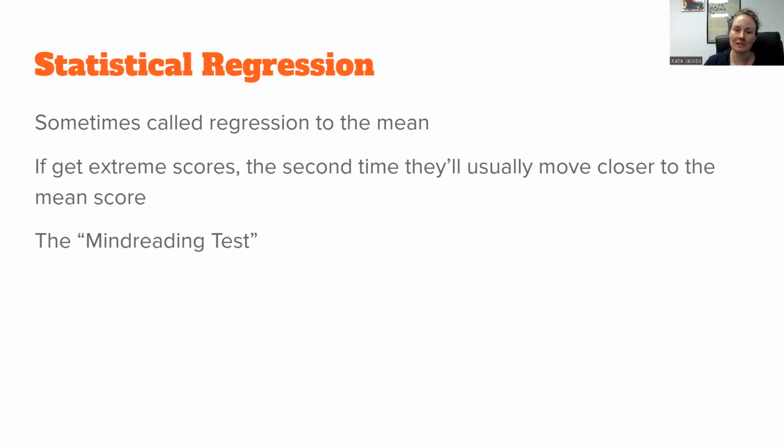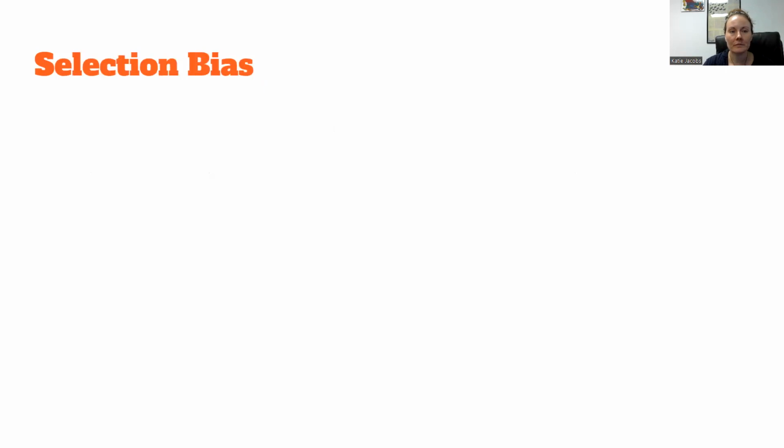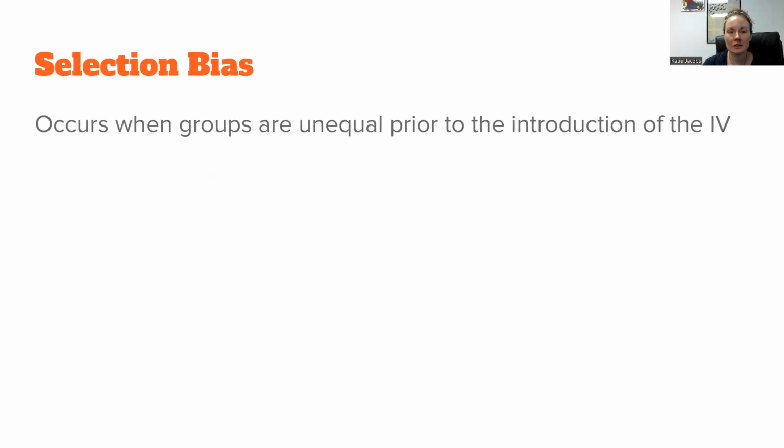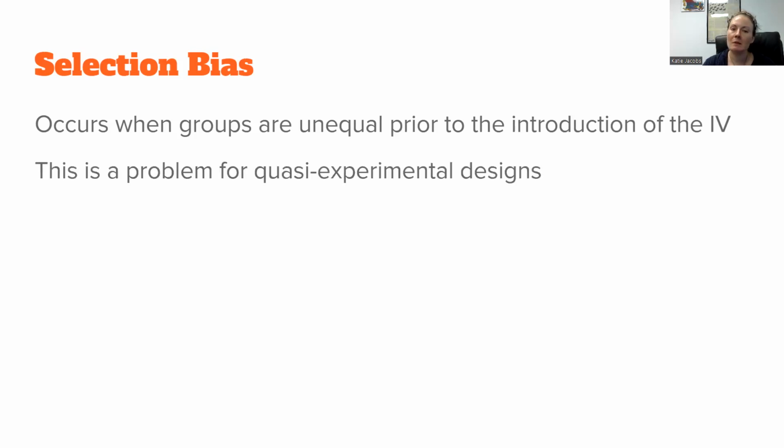And that just illustrates something called regression to the mean, where we have the tendency, if we get an extreme score on something, the second time we take that test, a lot of times it'll move closer to the average or the mean. We also have selection bias, and this occurs when groups are unequal in whatever quality prior to the introduction of the independent variable. This is one problem for quasi-experimental designs because we're not randomly assigning participants to conditions.